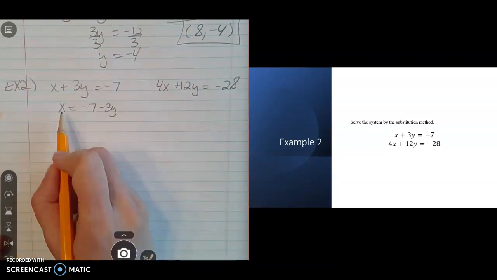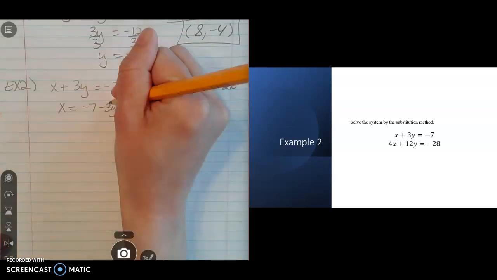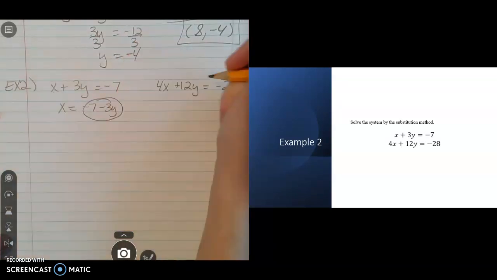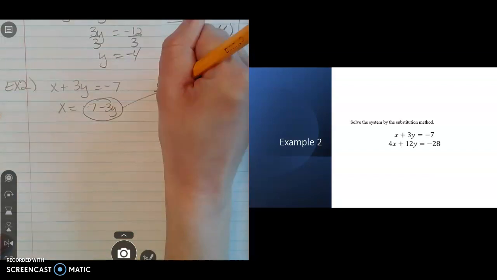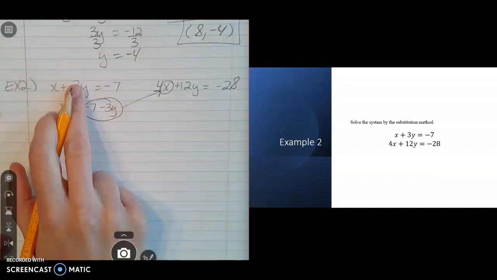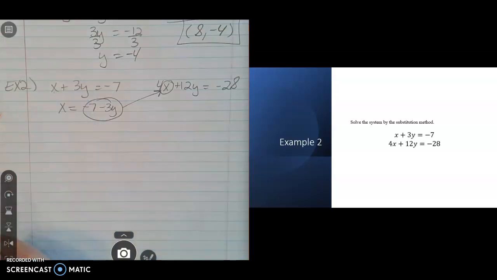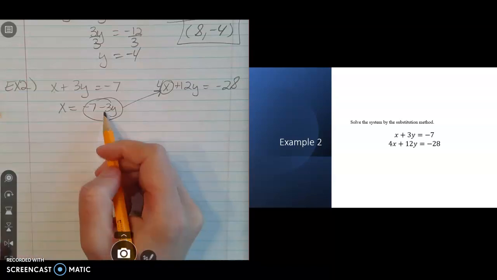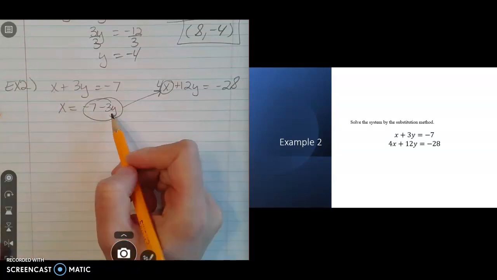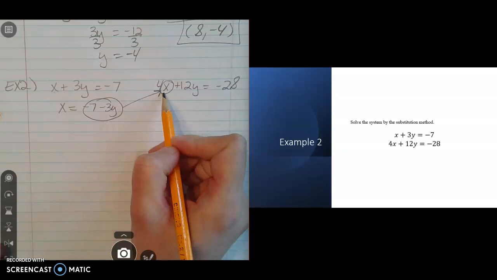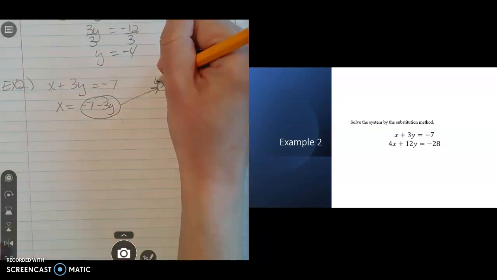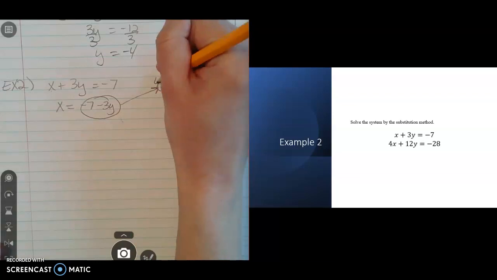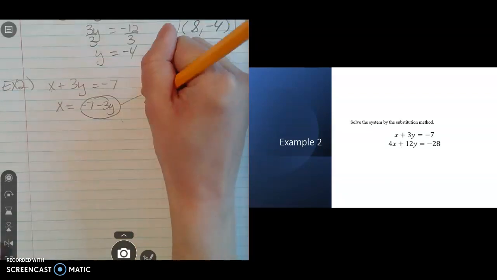Now that I have an x by itself, I can substitute negative 7 minus 3y into the other equation where there's an x. You don't want to substitute it back into the equation that it came from because that just won't be helpful to you. You want to combine the two equations together. Since this came from that first equation, we're going to substitute it into the second one. So get your scissors out and your glue stick. That's what we're going to do, the substitution step. So we're still going to have a 4.